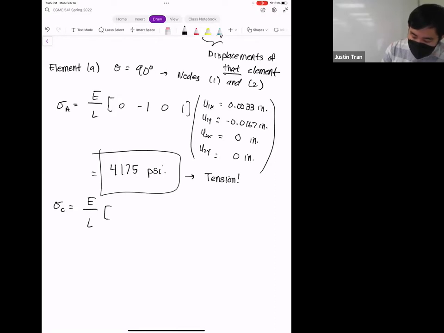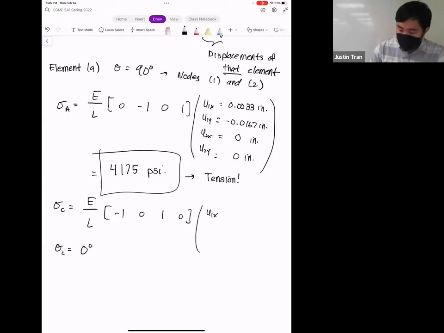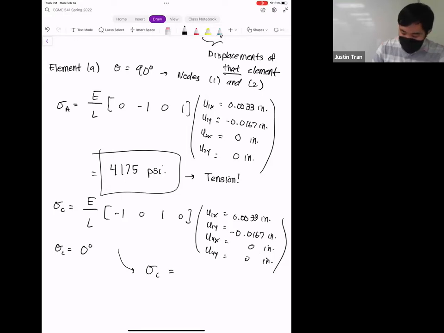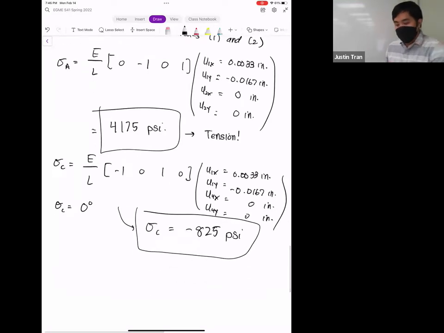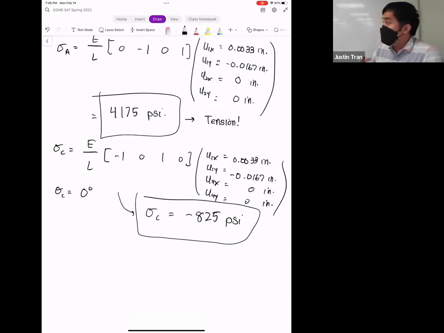Okay, so element C again is going to be E over L times the angles. Okay, where theta C here was 0 degrees. Okay, and so we have a minus cosine, so we have a -1, minus sine, which is 0, cosine is 1, sine is 0. Okay, and element C here is connected to nodes 1 and 4. So we have U1x, U1y, U4x, U4y. So we have 0.0033 inches, okay, minus 0.0167 inches, and 0. Okay. And so we have sigma C is equal to minus 825 psi. Okay. And the fact that we got a negative stress here tells us that this element is in compression.